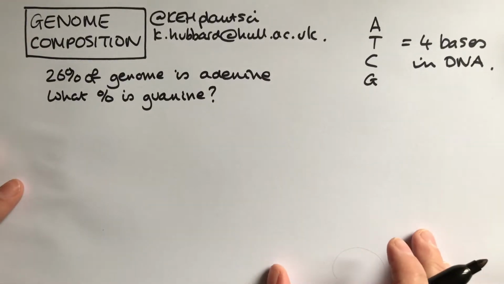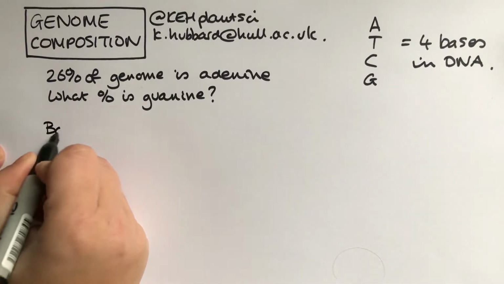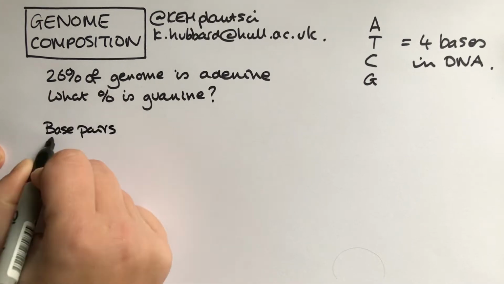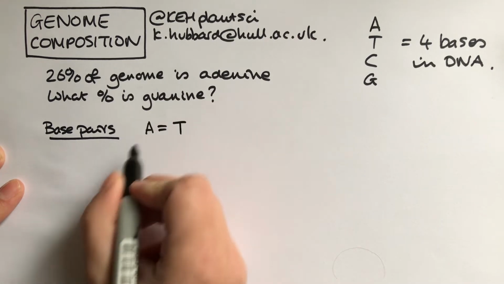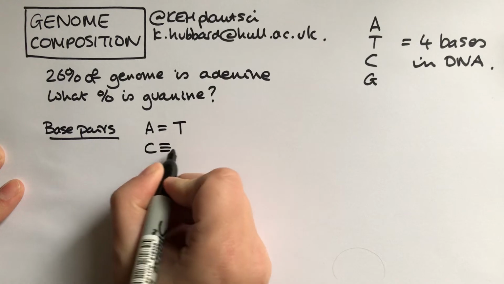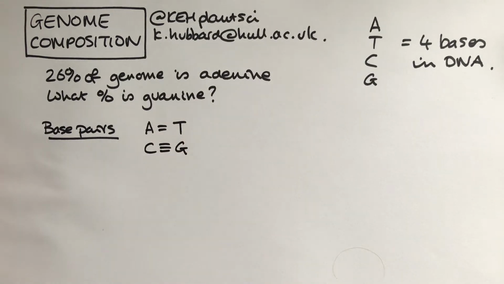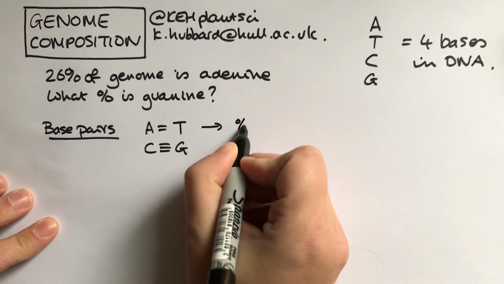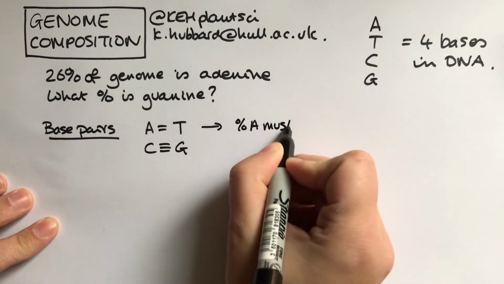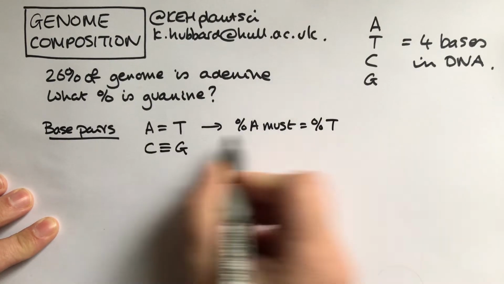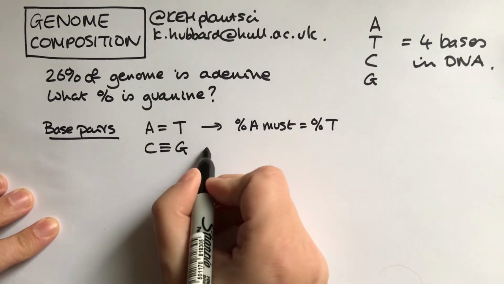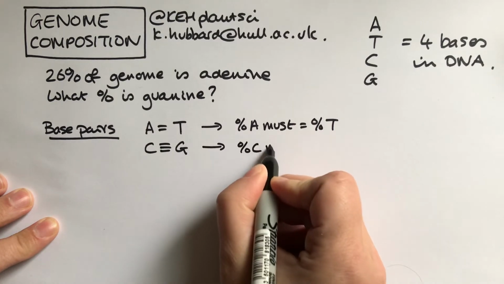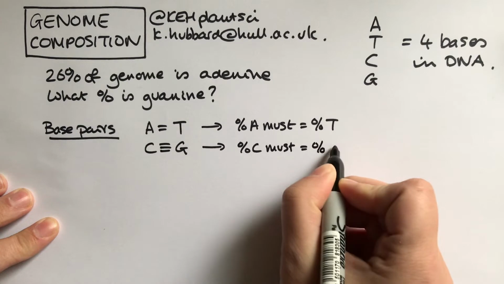For this we have to understand the base pairing rules. We should know from other videos that A pairs with T with 2 hydrogen bonds, and C pairs with G with 3 hydrogen bonds. Those are the base pair rules, which means that the percentage of A must equal the percentage of T, because they're always paired together. So A will always pair with T, so you should have the same amount of A as you do T, and similarly the percentage of C must equal the percentage of G.